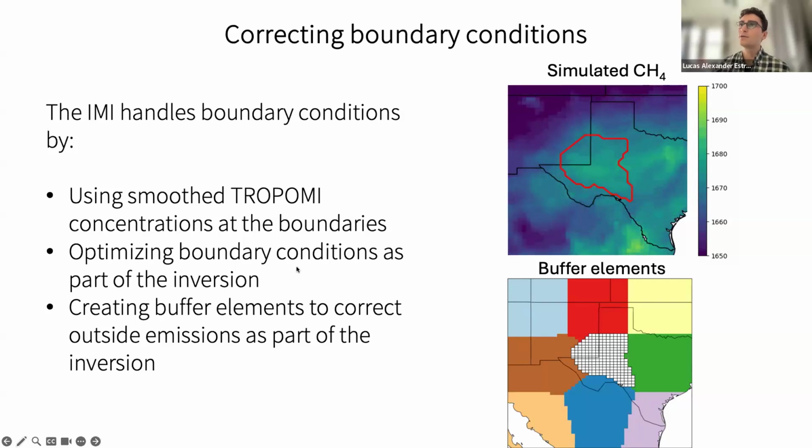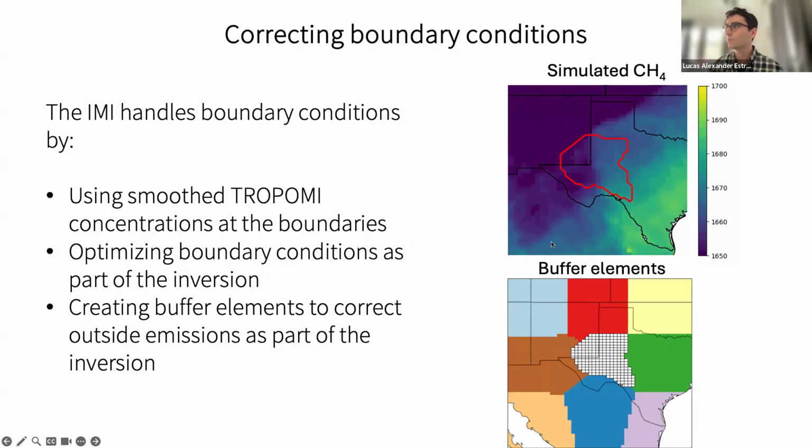The second way that we use to reduce bias from the boundary conditions is to optimize the boundary conditions as part of the inversion. And what this means is that we add 4 additional state vector elements to our inversion so that the methane coming in, say from this western side, we are correcting it as it comes in based on the observations that we have in our inversion domain. And we do this for each domain edge, so north, south, east, and west.